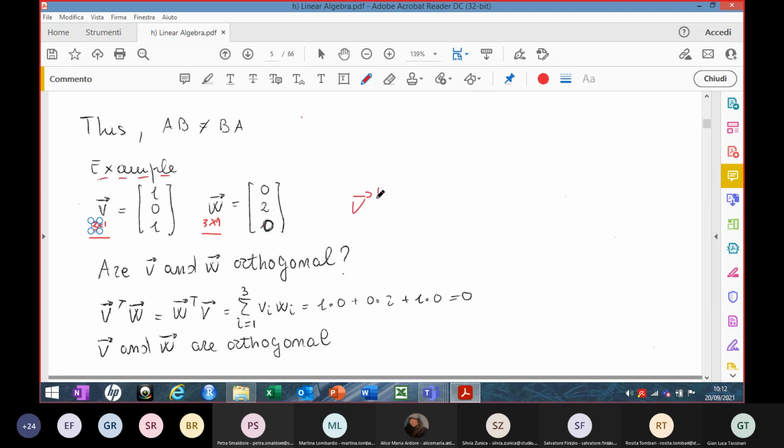I write V transpose, which is 1, 0, 1, and so you have to do, as I told you, first row times this column, essentially 1 times 0 plus 0 times 2 plus 1 times 0, exactly what I wrote here, which is 0. So, since the inner product between these two vectors is 0, these vectors are called orthogonal.